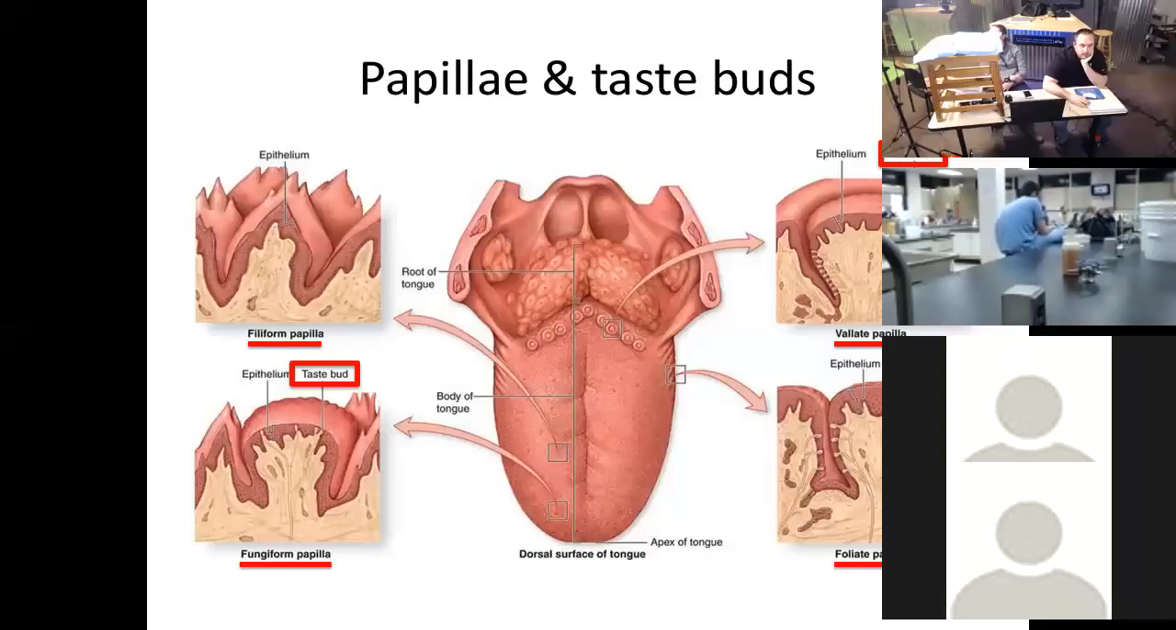So if you haven't already, go ahead and look at your partner's tongue and see if you can see some of these little dots on their tongue.